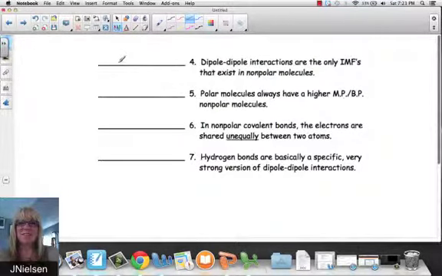Dipole-dipole interactions are the only IMFs that exist in nonpolar molecules. That is false. I think this word should be underlined. So this would be false. And this would be London dispersion.